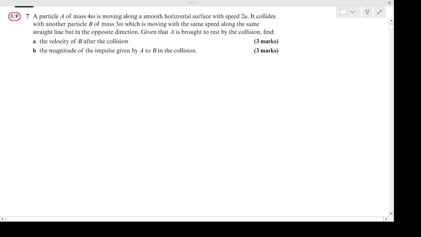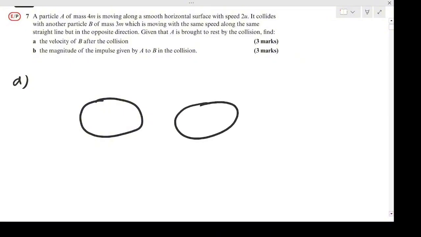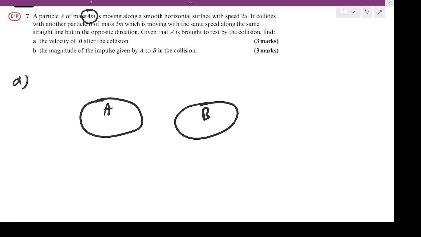We're told a particle A of mass 4m is moving along a smooth horizontal surface with speed 2u. It collides with another particle B of mass 3m moving with the same speed on the same line in the opposite direction. Given that A is brought to rest by the collision, find the velocity of B after the collision. So again, the first step is we're just going to draw the diagram of our two particles. So we have A and we have B. A has mass 4m and B has a mass 3m. Again, don't be put off by the m's and all the letters. It's the exact same sort of idea.